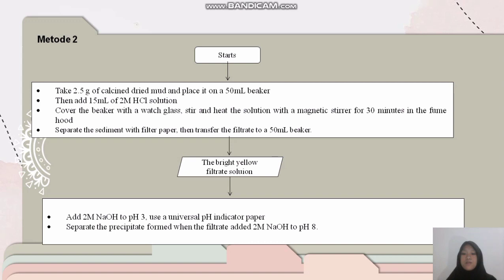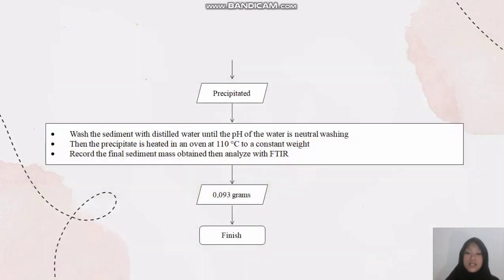Separate the precipitate formed when the filtrate is brought to pH 9. The product is a precipitate. Wash the sediment with distilled water until the pH of the water is no longer rising. Then the precipitate is heated in an oven at 110 degrees Celsius to constant weight. Record the final mass obtained and analyze it with FTIR. Product: 0.0913.